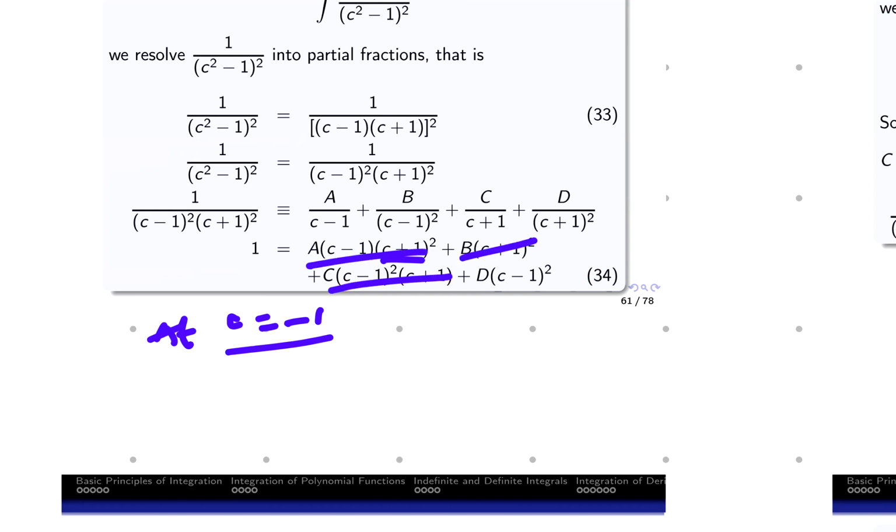And on the right-hand side, since c is minus 1, you have minus 1 minus 1, that's minus 2, raised to power 2. That's also 4d. So that implies that big D is also 1 over 4. And that's why you have this D here. At c equals minus 1, D is 1 over 4. And that's all we can get.